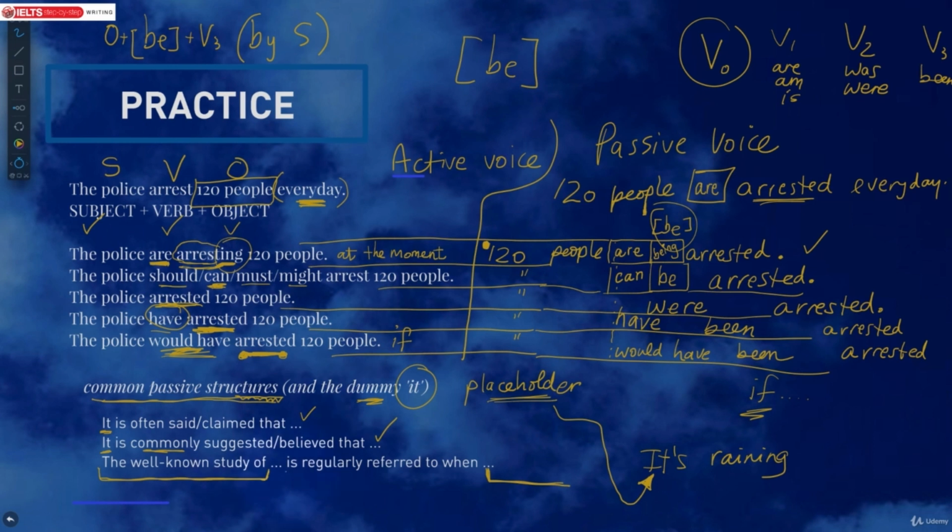So you don't have to use the dummy it, but we still use the passive voice here: is regularly referred to. That's verb 3. There's the verb be, and it's a passive voice. Okay, so please look out for how regularly the passive voice comes up in academic writing, because once you've mastered it, you can really improve your level of English and make a great impression on the examiner. Okay, there is going to be more practice of this later on in this course, but this is sort of an introduction, just getting you used to the way it is structured.